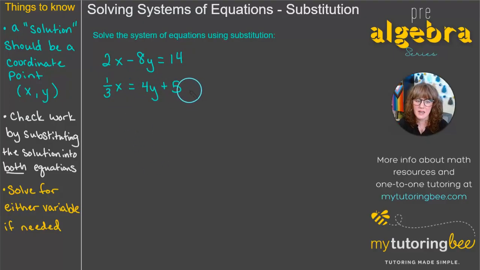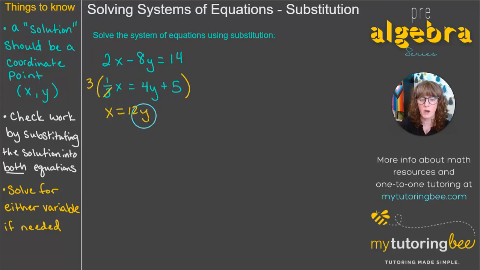On this second equation, I'm looking at this fraction and I want to get rid of that fraction if I can. If I don't have to deal with fractions, then let's do that. I can get rid of this fraction by multiplying through this entire equation by 3, because this 3 is going to cancel out with the 3 in the denominator here, leaving me with just x. And then 3 times 4y is 12y, and 3 times 5 is 15. Okay, so now I know what I have to substitute into this other equation.